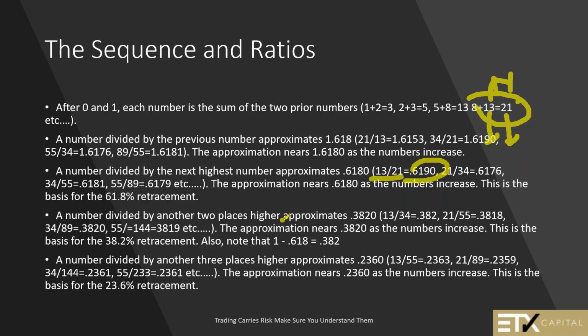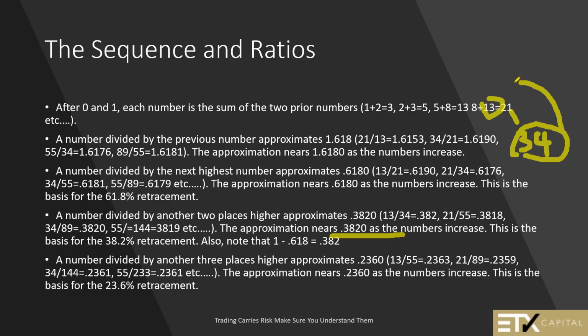Okay. If we go one step farther, and go back and take this 13, and 13 plus 21 gave us 34. If we were to take the 34 and go back two numbers, which takes us to 13, and divide the 13 by the 34, it's going to give us 0.382. Now, the funny part is, if we were to take the number 1 and subtract 0.618, guess what? We get 0.382.